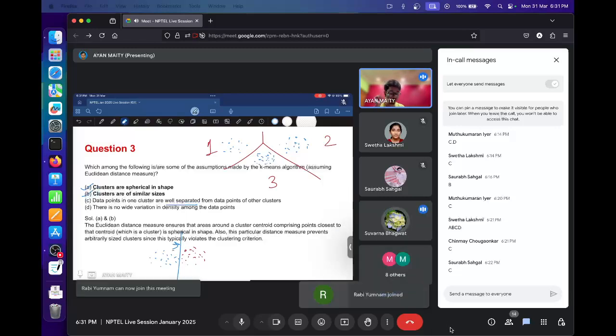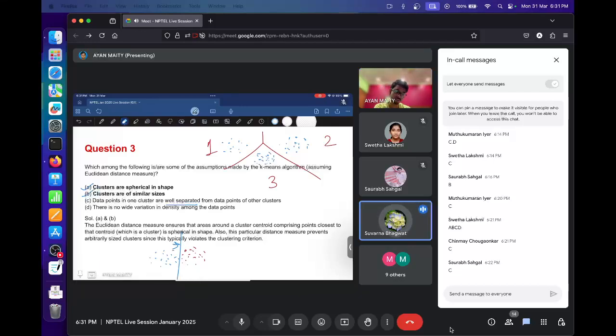For Euclidean distance, the clusters will be spherical in nature, and generally you use Euclidean distance in k-means clustering. Other measures can be used, like Manhattan distance, and there are some other distance measures, but they are not very popular.